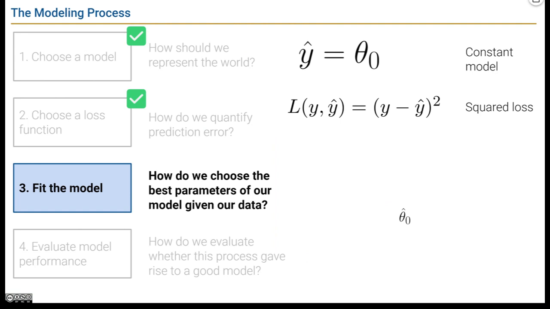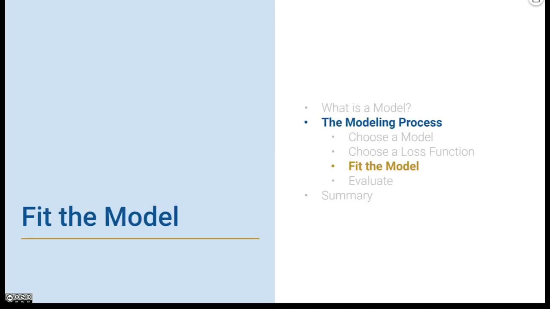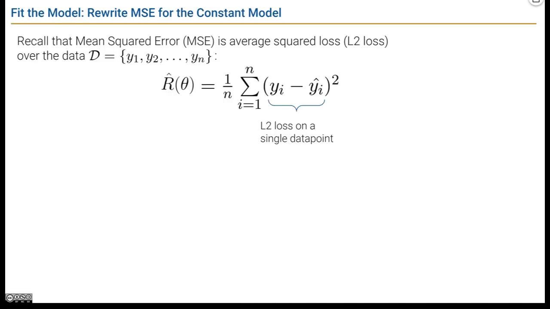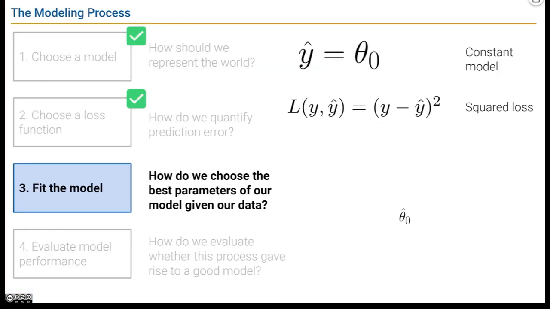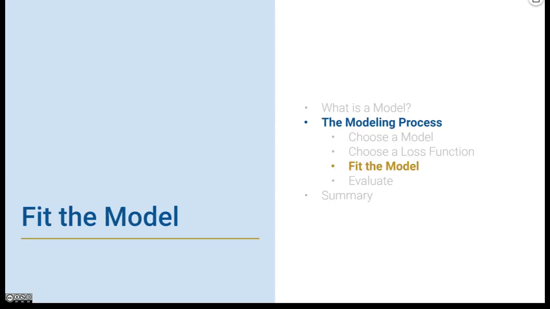So the next question is, given a loss function, how do you choose the best parameters of the model for your data? This is the idea of what we call fitting a model. So in this case, I'm going to go back here. We're going to assume for this first example that we're going to use the L2 loss. We're still sticking with our constant model. So let's use the L2 loss to rewrite what our average loss function is going to look like.